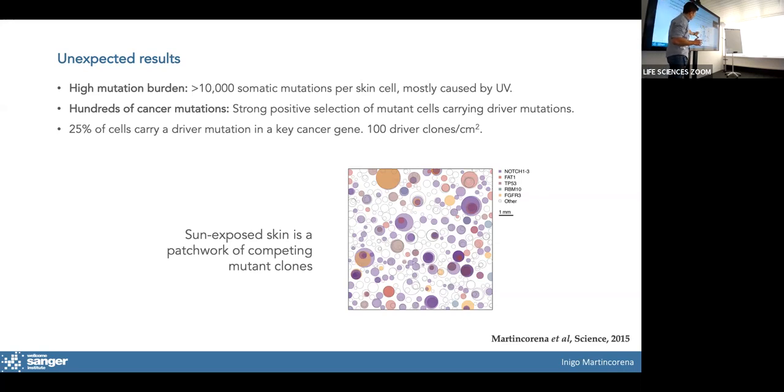What this plot represents is an abstraction of the sequencing data. It's simulated directly from the sequencing data. It represents 1 square centimeter, so 1 centimeter by 1 centimeter of normal skin, with each circle representing a different clone, colored according to the cancer gene mutated. So you get a sense of the number of these clones and the density of these clones. So we found that sun-exposed skin is a patchwork of competing mutant clones.